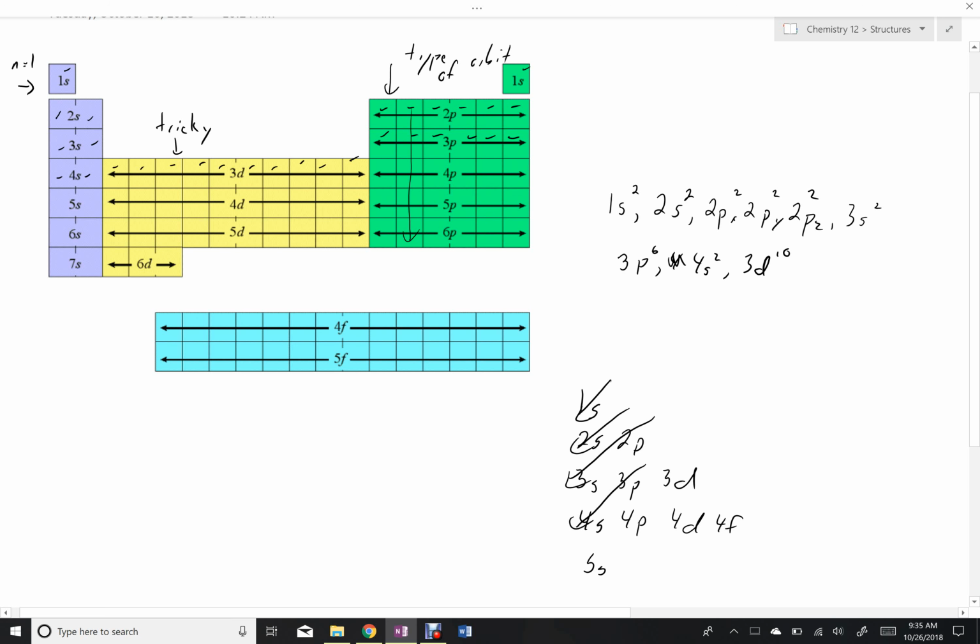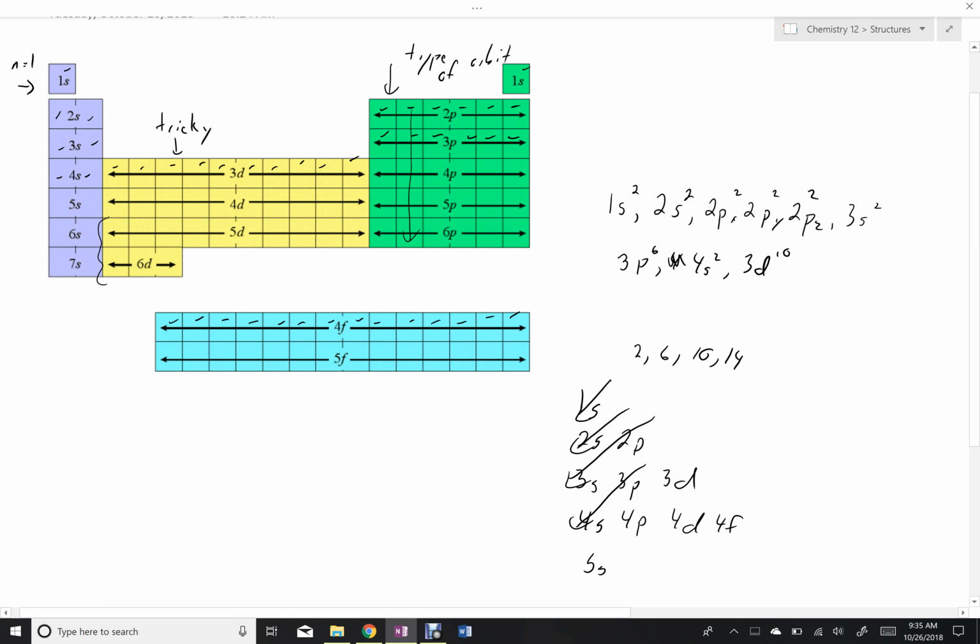Now, what's interesting here is because of the order that we're filling in, these f shells don't even come in all the way down until these very bottom levels. And we can see, following our trend, 2, 6, 10, that these will be able to hold 14. 1, 2, 3, 4, 5, 6, 7, 8, 9, 10, 11, 12, 13, 14.